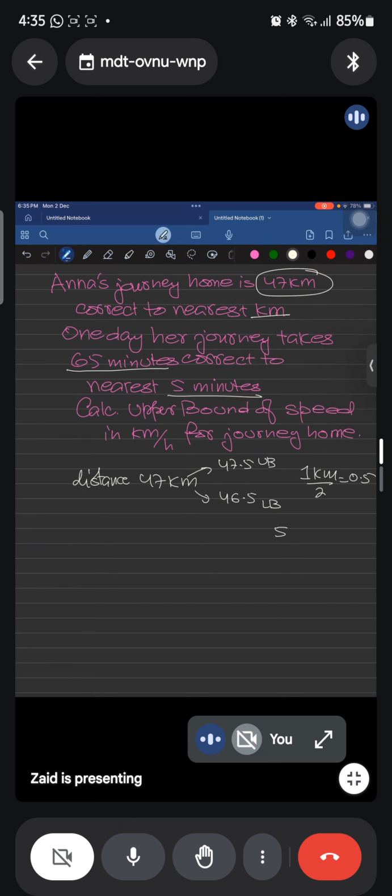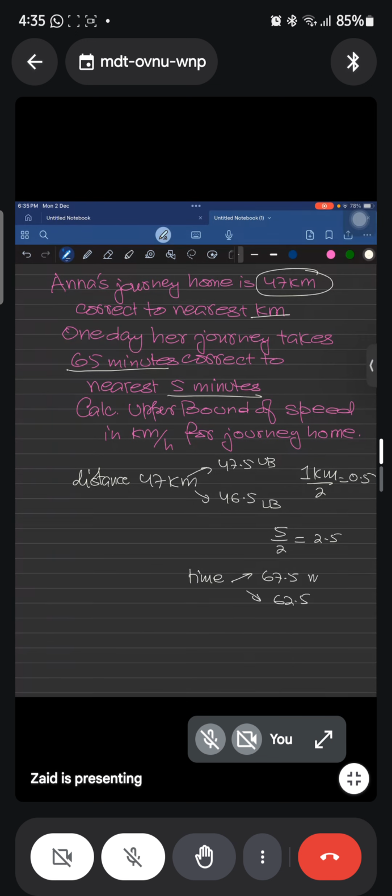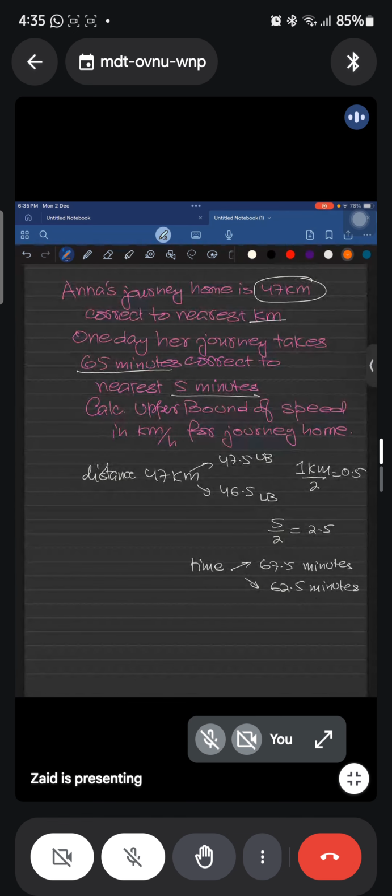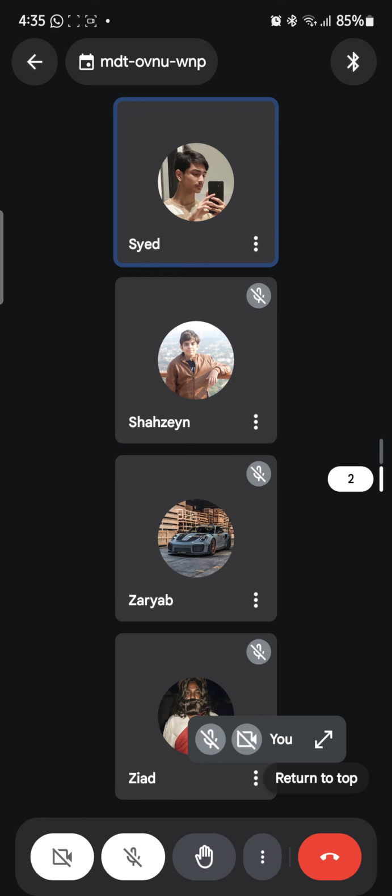So the upper bound for time is going to be 67.5 and the lower bound is going to be 62.5. Is that clear or not? Sir, it's not clear to me. Can you please repeat this one?